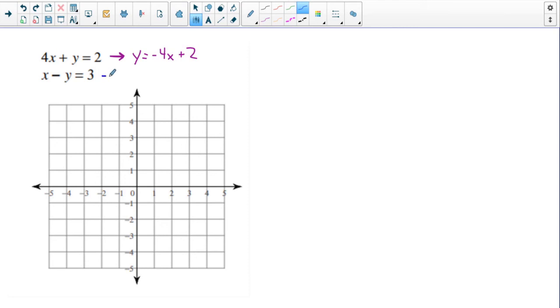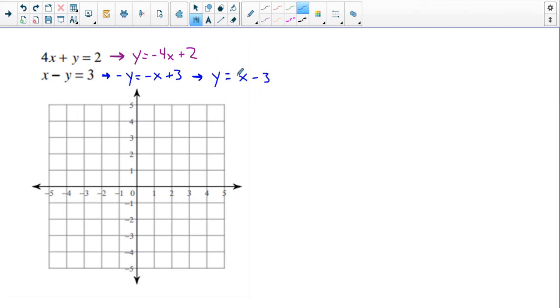And same thing with the bottom equation. The first thing I need to do here is subtract this x out, which is going to give me -y equals -x plus 3. And then I also need to get rid of this negative sign, just really by multiplying the whole thing by a negative. It's going to flip all the signs. So this would be now y equals x minus 3.